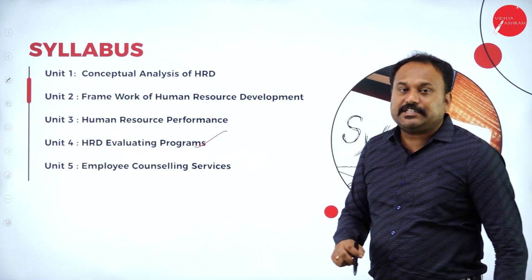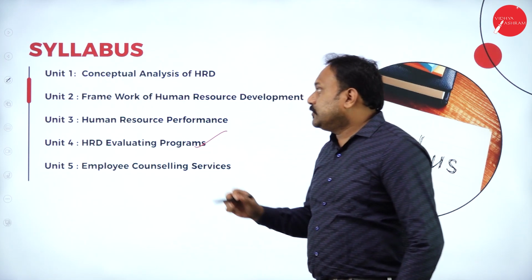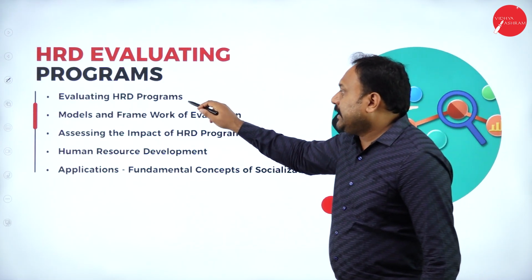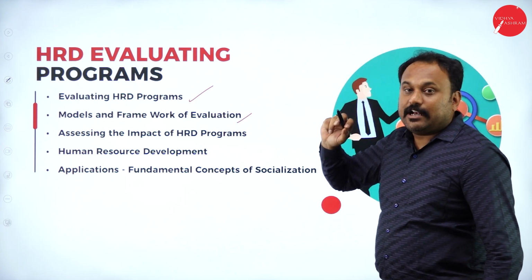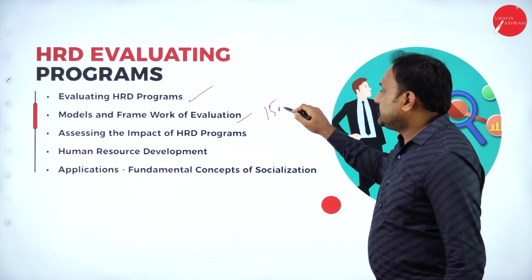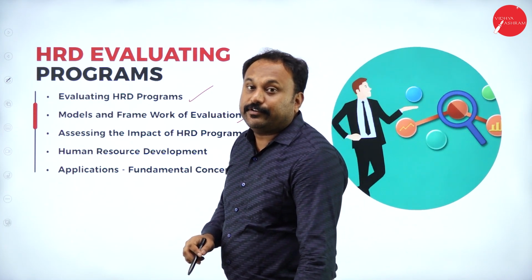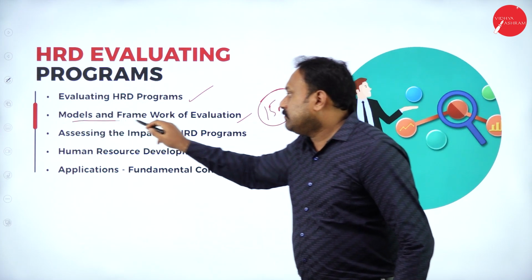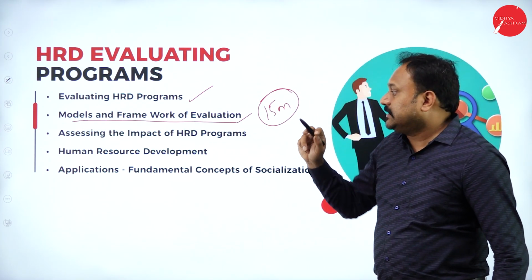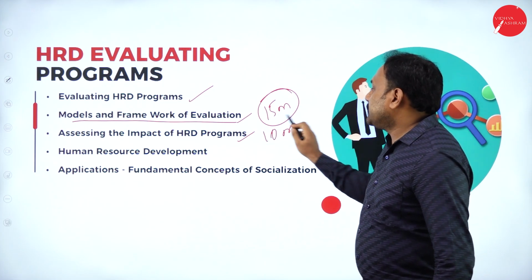Next one we have is HRD evaluating programs. That is the 4th chapter. Now in this 4th chapter, we have evaluating HRD programs, models and framework of evaluation. Now this is a 15 marks question. And I have told you earlier, in the first and the second chapter, if you study, you can easily score. Model and framework of evaluation is easy. Assessing the impact of HRD program is a 10 marks question.